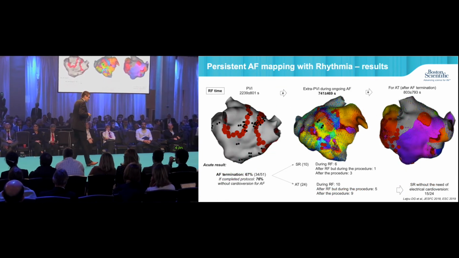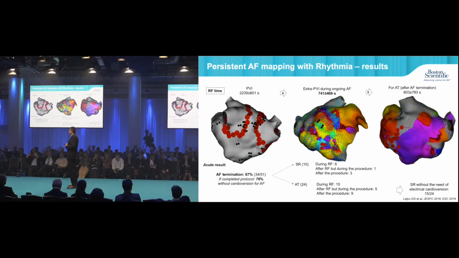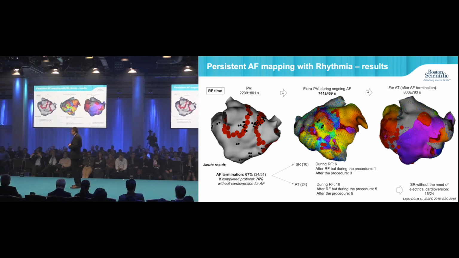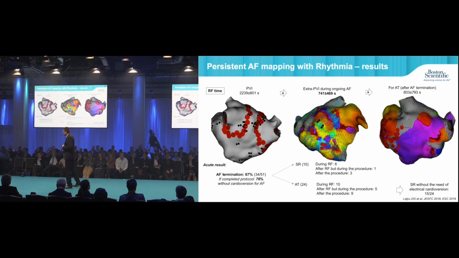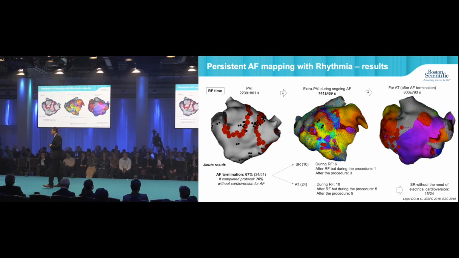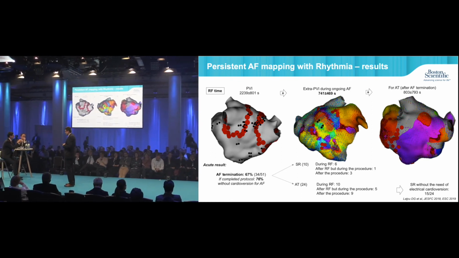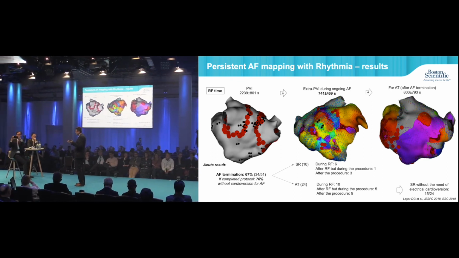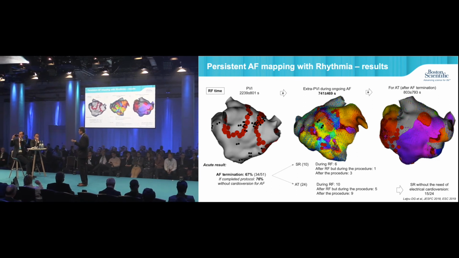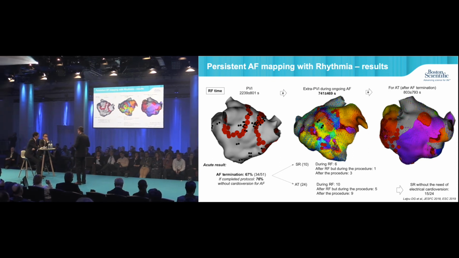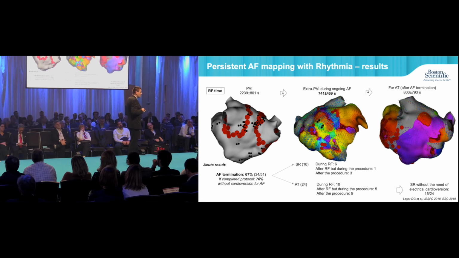How about the results? On average, we are performing 740 seconds of extra pulmonary vein radiofrequency in order to stop AF. And we have an overall acute termination of AF of 67%, if we respect the entire protocol, that means 2 remaps for the left atrium and 1 final map for the right atrium if AF is still ongoing. We can increase this percentage, and we consider this result as pretty encouraging.